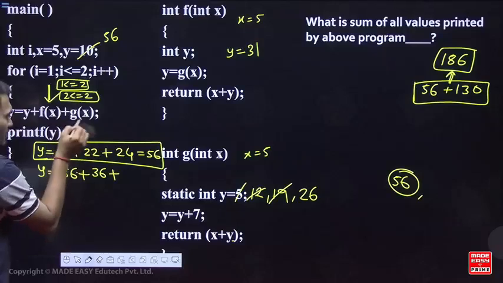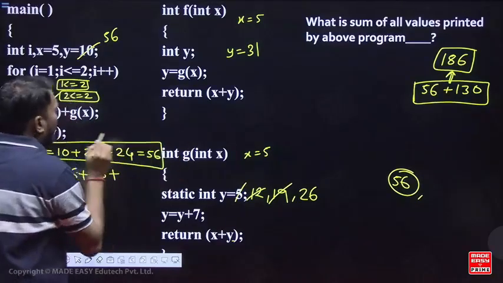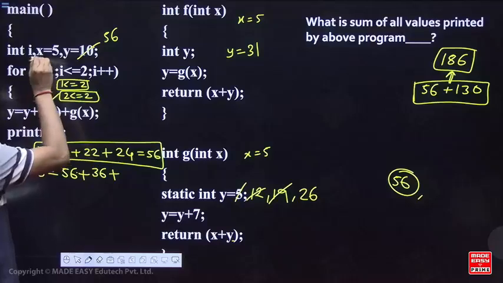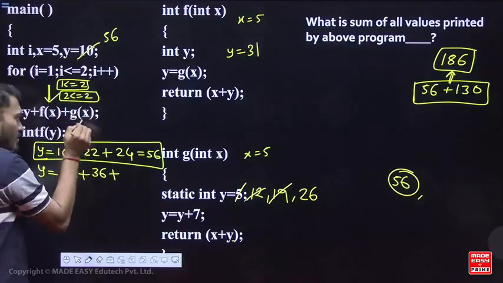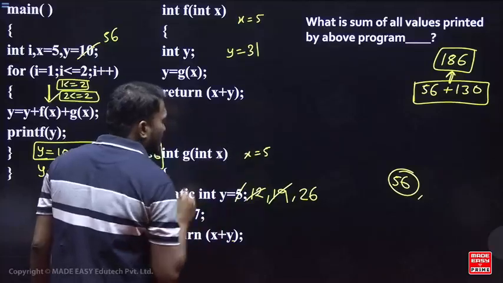Now again you are calling what? G of x. When you call this g of x, you will come here. What is the x value in this function? 5. You are passing 5 here and you receive that in the x here, that is also 5.